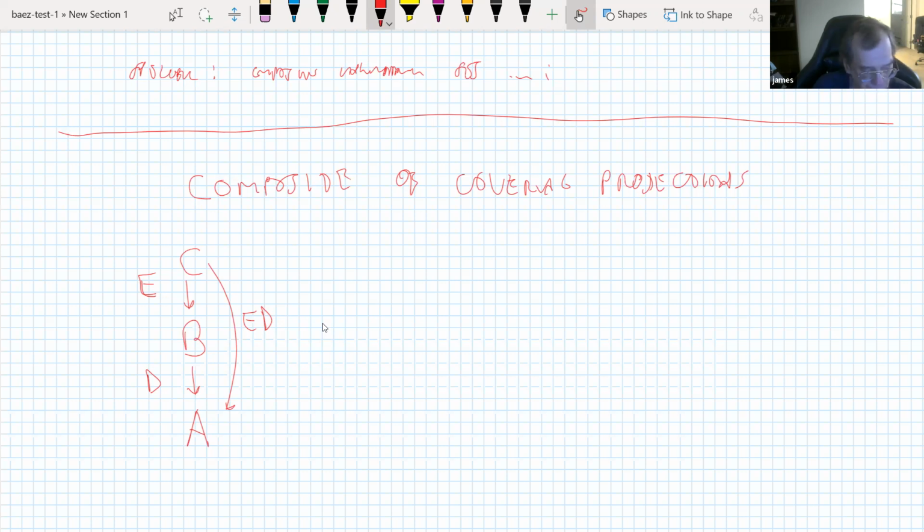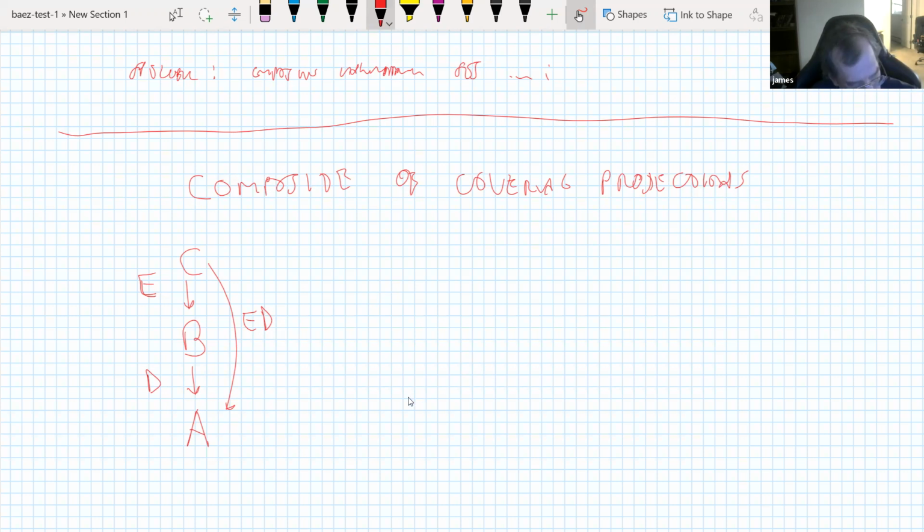And that twisted mixture corresponds in some way to the way that the composite projection ED is a mixture of the two things you're composing, the E and the D. So, how's this going to work?